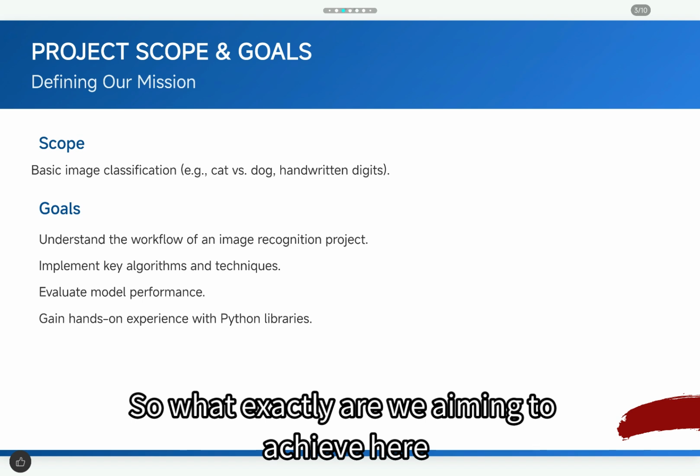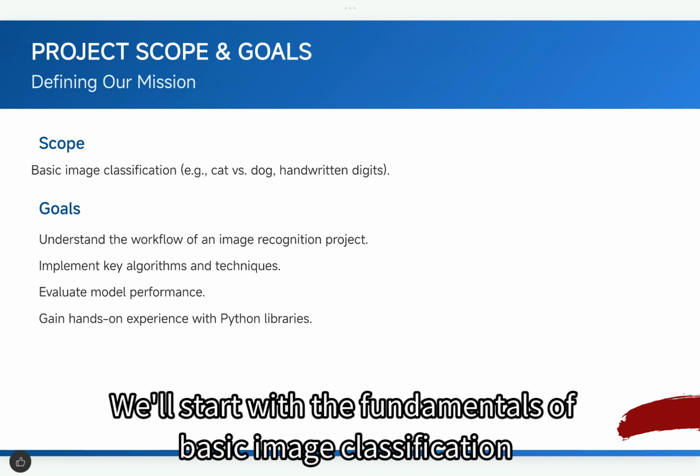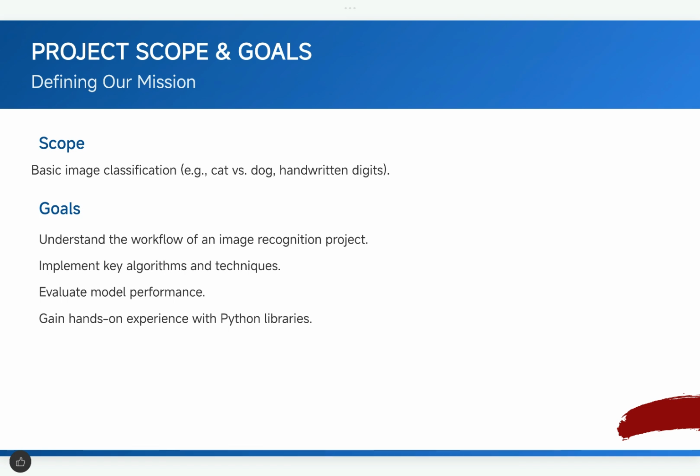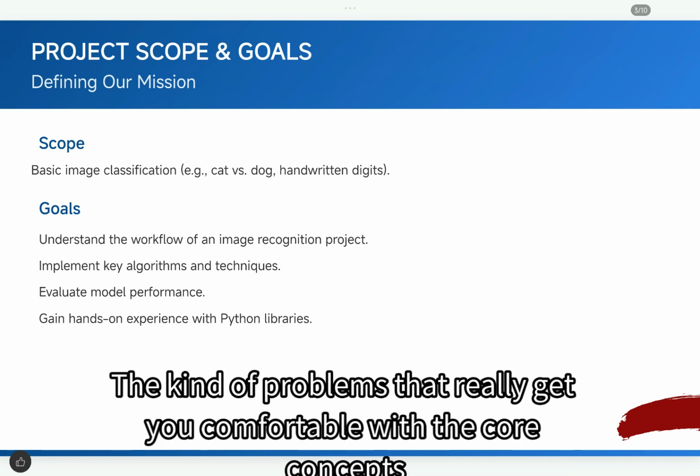So, what exactly are we aiming to achieve here? Our scope is focused. We'll start with the fundamentals of basic image classification. Think classic examples like distinguishing between cats and dogs or recognizing handwritten digits, the kind of problems that really get you comfortable with the core concepts.